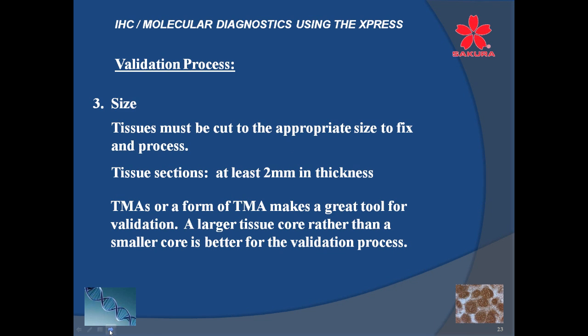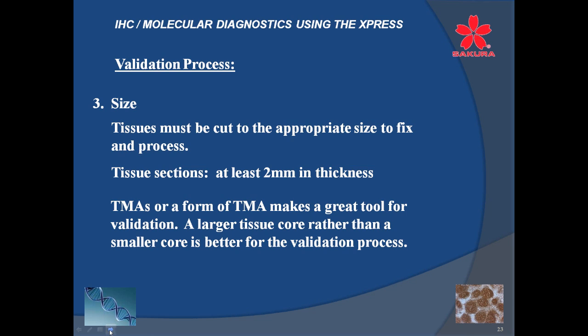The size. The tissues must be cut to the appropriate size. I can't say this enough because it's important. We all know what happens when they aren't, so I won't go into that. But at least 2 millimeters in thickness would be a choice standard thickness for your sections.